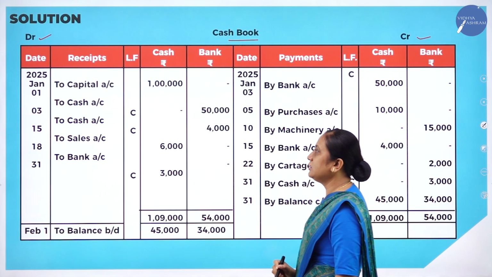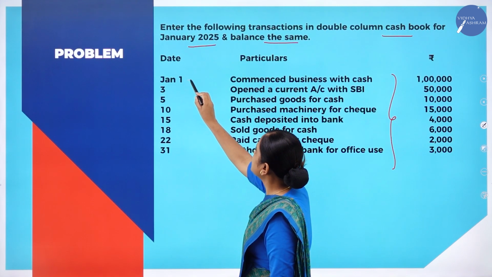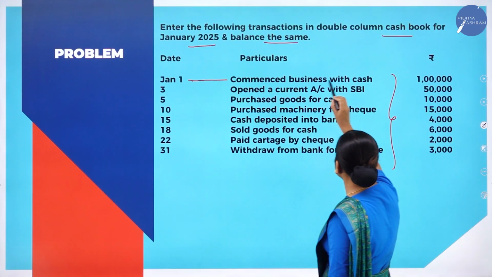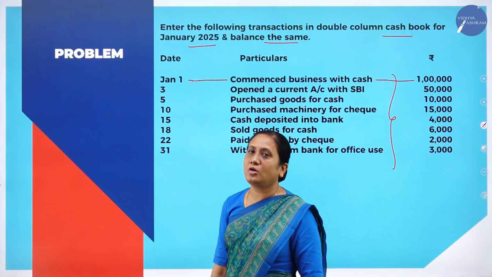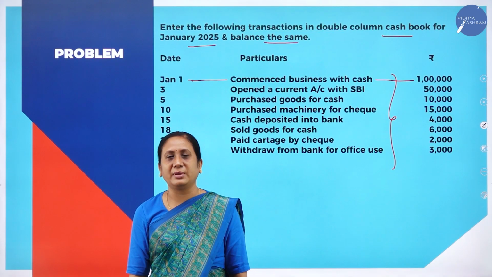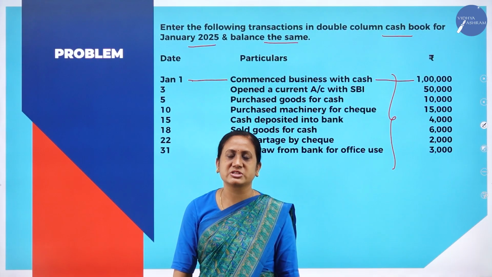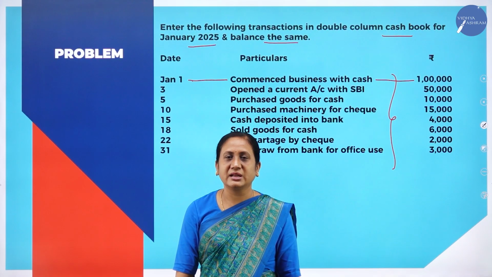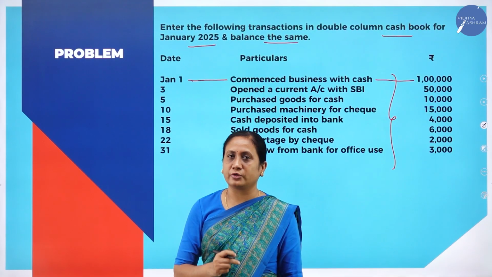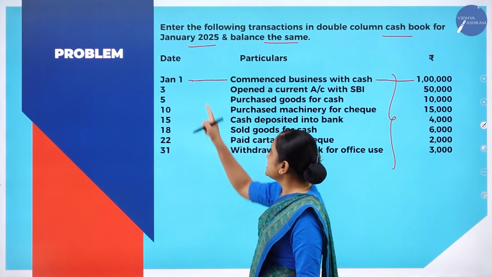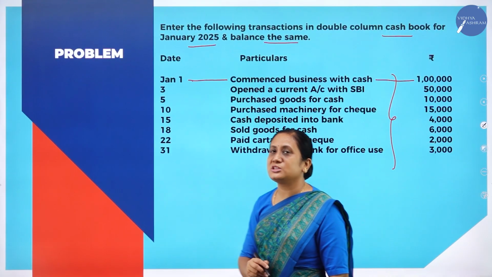Now we will start with the problem. See here, Jan 1, commenced business with cash rupees 1 lakh. What is the meaning of this? Whenever you are preparing a double column cash book, the very first thing is you have to understand the transaction, analyze the transaction. You have to see what is happening to the cash and also from the viewpoint of the business. Correct? Now, Jan 1, commenced business with cash. Commenced business with cash means what?